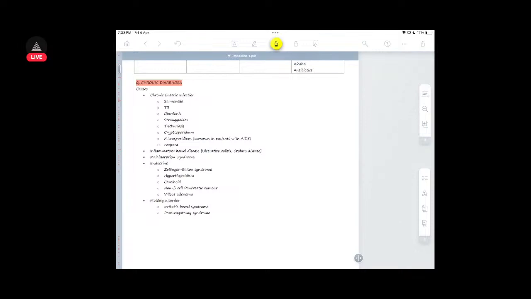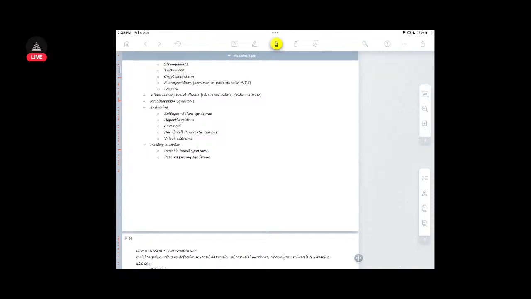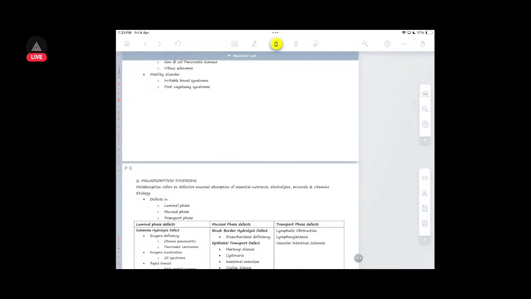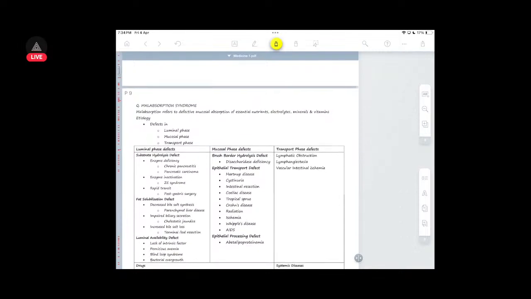Chronic diarrhea is caused by chronic inflammation: Salmonella, TB, Giardiasis, Strongyloides, Cryptosporidium, Microsporidium, etc. Inflammatory bowel disease, ulcerative colitis, malabsorptive syndrome. Endocrine, you have Zollinger-Ellison syndrome, hyperthyroidism, carcinoid, non-beta cell pancreatic tumor, villous adenoma. And motility disorder, you have irritable bowel syndrome and post-vagotomy syndrome.